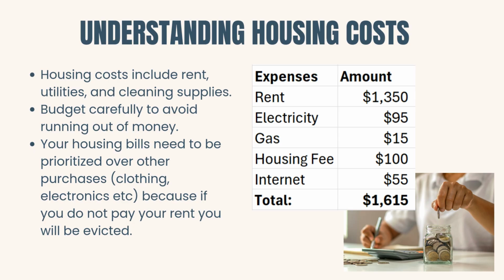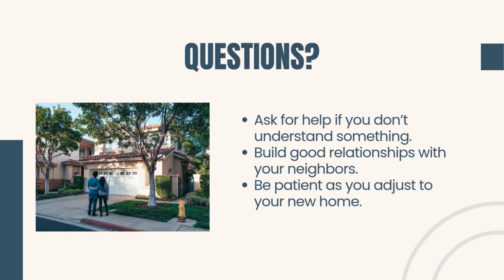On the screen is an example budget for housing expenses. It lists the rent amount, electricity and gas bills, housing or maintenance fee, and internet. Your utility bills may vary every month, but your housing costs should stay relatively the same so you can plan ahead every month to know how much you'll need to pay. Ask your case manager for help if you do not understand your lease rules or how to pay your rent. Try to build a good relationship with your neighbors and get to know them. Be patient as you adjust to your new home.